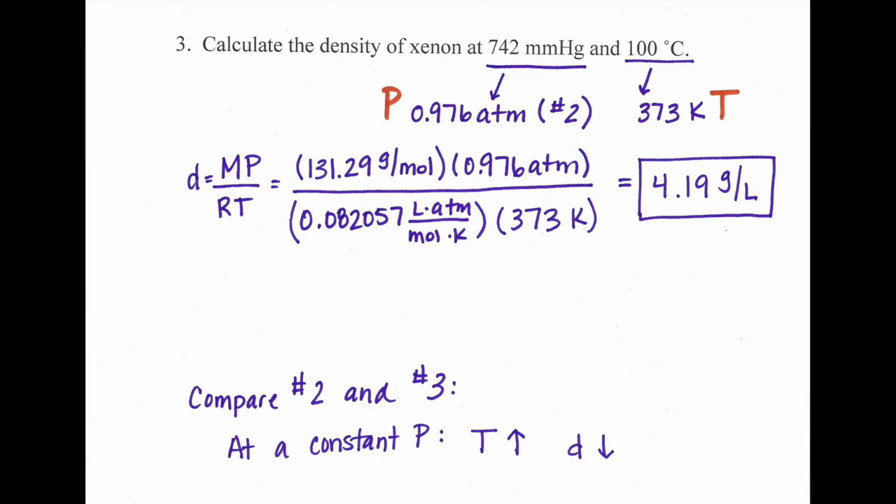Take a moment and compare the density values that you calculated in question number 2 and question number 3. What we see by comparing these two values is that at constant pressure, as our temperature goes up, the density of our gas goes down. And this is similar to why a hot air balloon works.